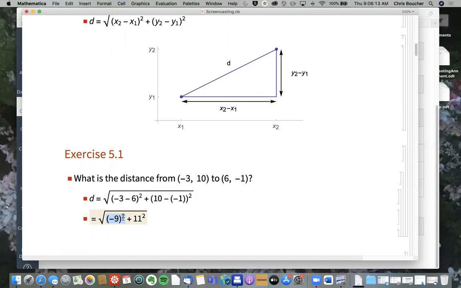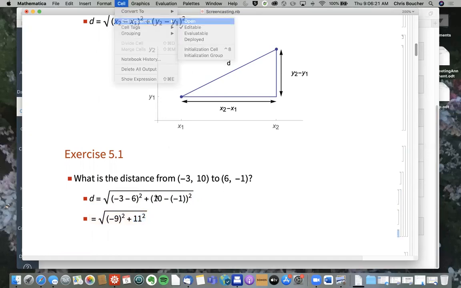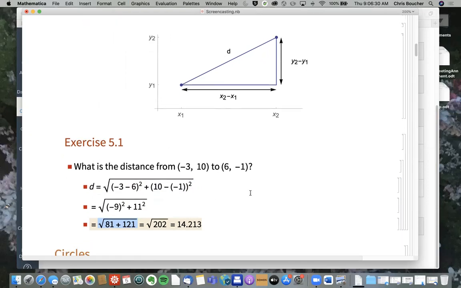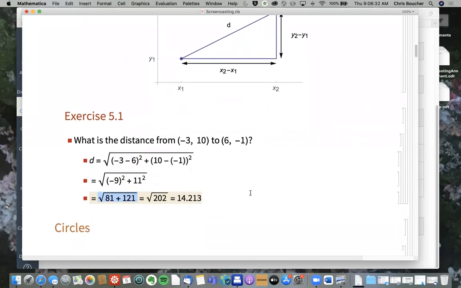So I get -9 squared, and then 10 minus -1 is 11. Be careful to work in the parentheses first. Of course, -9 squared is positive 81, right? When you square a negative, you get a positive. So I wind up with this under the square root. Do a little more calculating, and I come out with 14.2 or so as the distance between those 2 points.